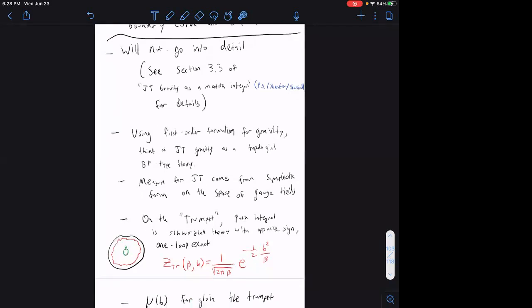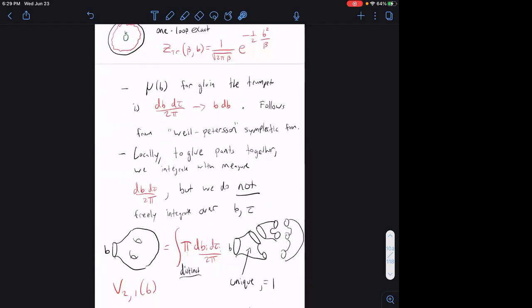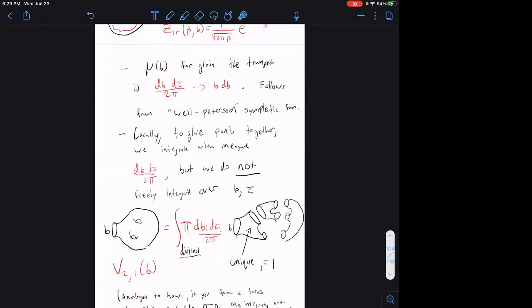And then from that measure, you can calculate this integral of the trumpet. So there's a measure for the integral of the shape of the boundary. And it turns out to be one loop exact, much like the disk path integral that I talked about yesterday. The measure for the integral over B, when I glue the trumpet, it's this measure that I mentioned briefly yesterday.